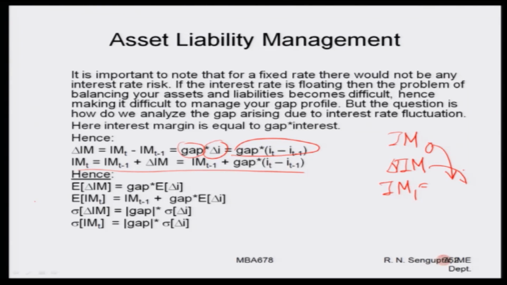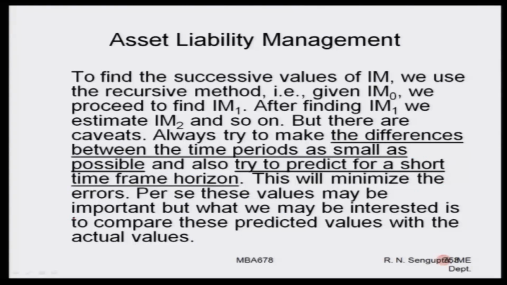Then, if you want to find, for example, the expected value and variance, because expected value and variance will give you a lot of information on how the work is done. That will also help you in analyzing the overall asset liability concepts based on the expected value of the rate of change of IM, the interest margin, at any particular point of time. Similarly, you can find the standard deviation for the first one and the standard deviation of the second one. To find the successive values of interest margin, we use recursive methods.